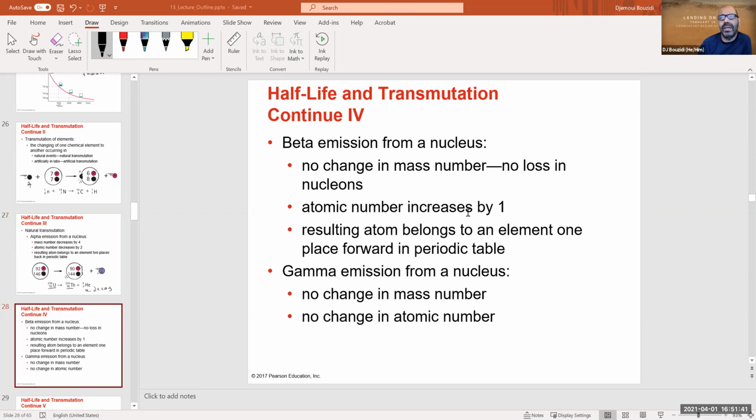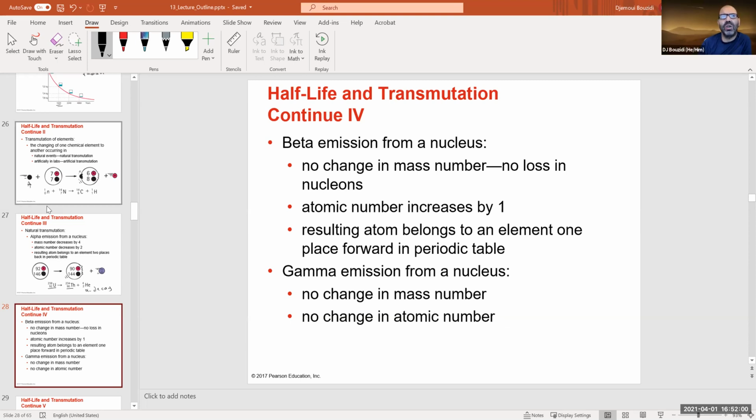I mentioned the fact that the atomic number is going to increase by 1 in the beta decay. That's very important that you guys need to remember, because atoms in this case move in the periodic table. Here is the thing: gamma emission from a nucleus, no change in mass number, no change in atomic number.